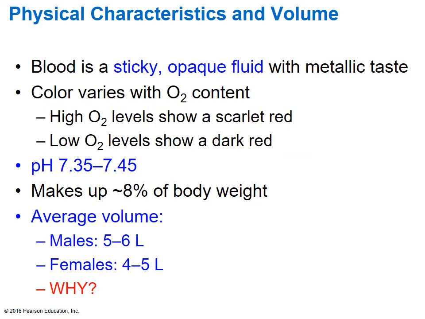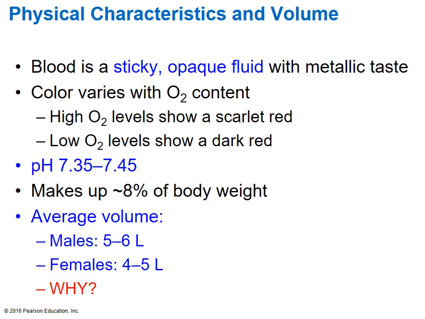Now, if we were to go ahead and give a physical characteristic of blood, we would say that it tends to be a little bit sticky. It is more like a yellow, opaque fluid. If you're interested in the taste, it tastes a little bit metallic. Part of that is because of the iron that's being carried within the red blood cells.